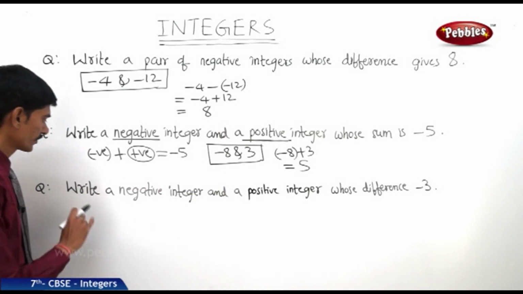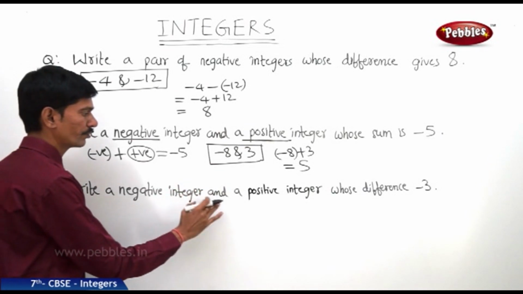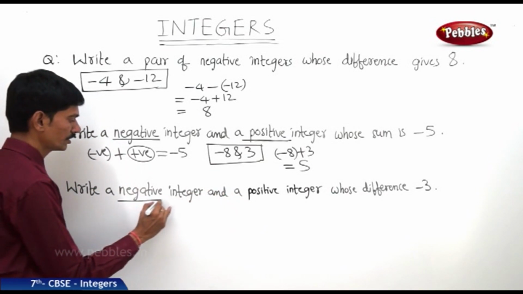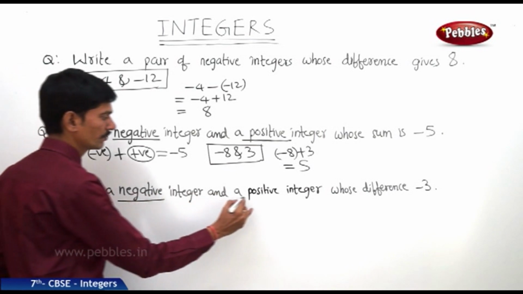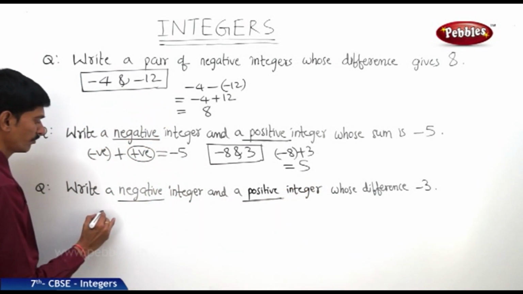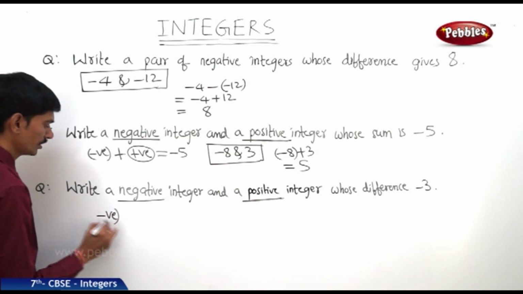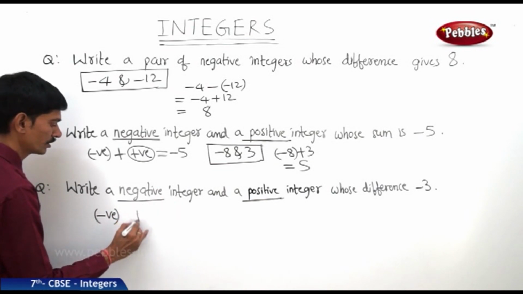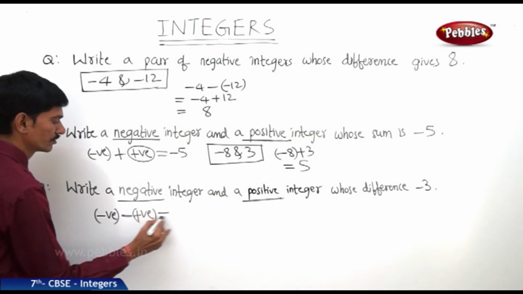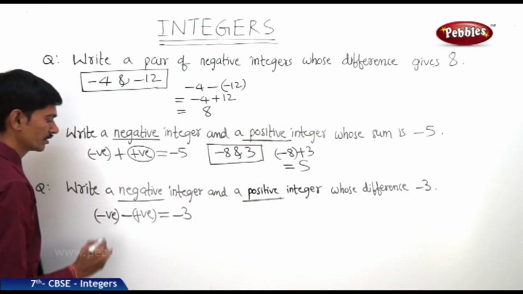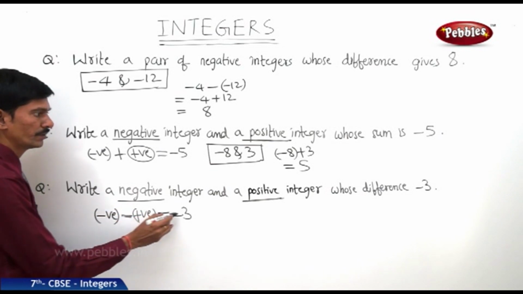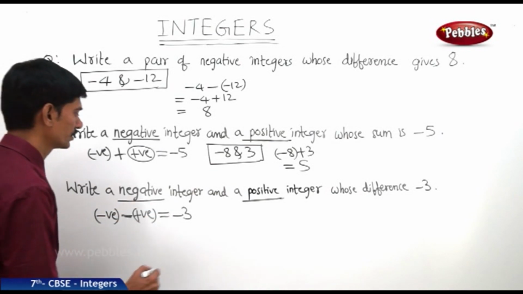Now the next question: write a negative integer and a positive integer whose difference is -3. First we will take a negative integer and a positive integer. Their difference is -3. So what are the two integers? First negative, then positive, and their difference must be -3. So what are the two integers here?